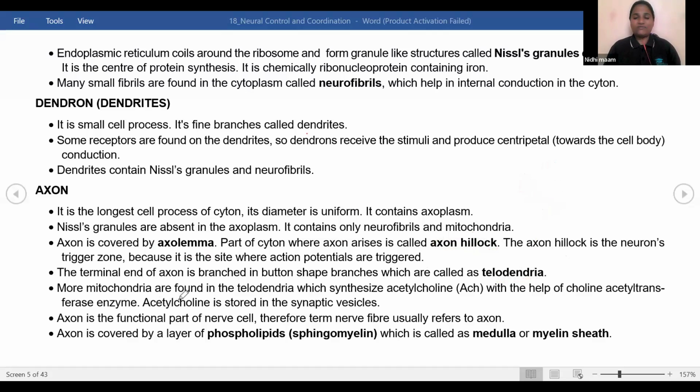More mitochondria are found in telodendria, which synthesize acetylcholine with the help of the choline acetyltransferase enzyme. It is stored in synaptic vesicles. It is a functional part of a nerve cell. It is covered by a layer of phospholipid which is called medulla, or we can call it the myelin sheath.